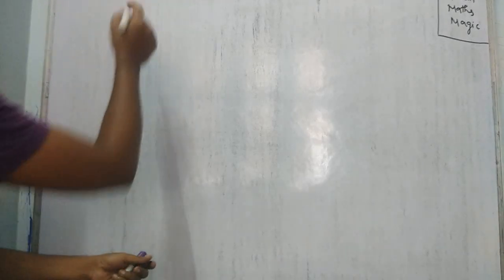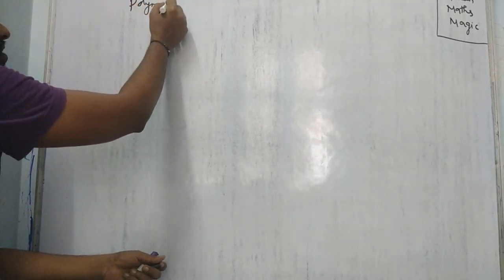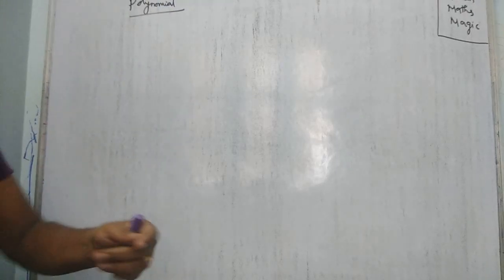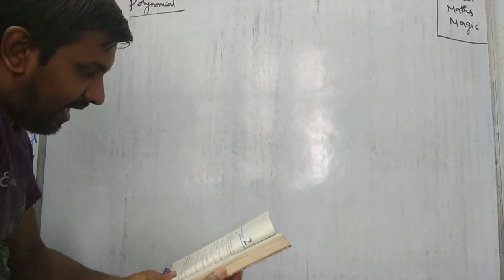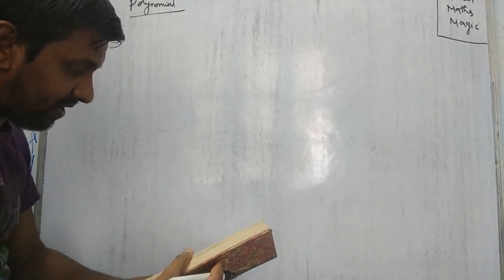Polynomial. What is meant by polynomial? A polynomial is an expression which contains many terms. Poly means many. In your textbook, page number 20, in class 9, you have studied polynomials in one variable with the degrees. Recall the p of x polynomial.